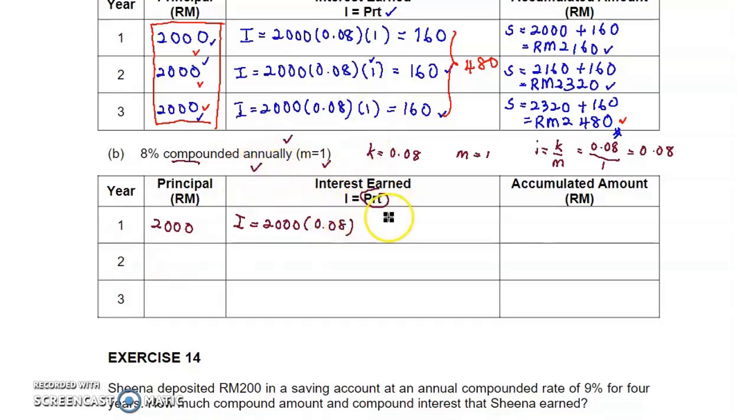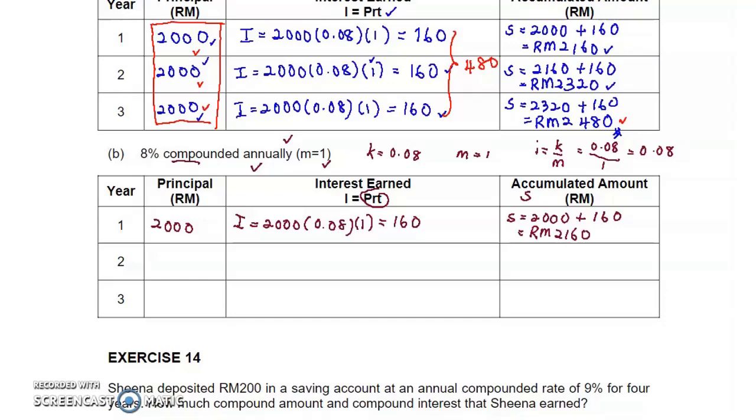This example is just to show you how we calculate interest year by year and to compare the difference between simple interest here and compound interest here. So T equals 1, because it is year 1 and compounded annually. In year 1, we will get 160 of interest. After 1 year, the value S equals 2000 plus interest 160. So at the end of 1 year, you will get 2160 ringgit.